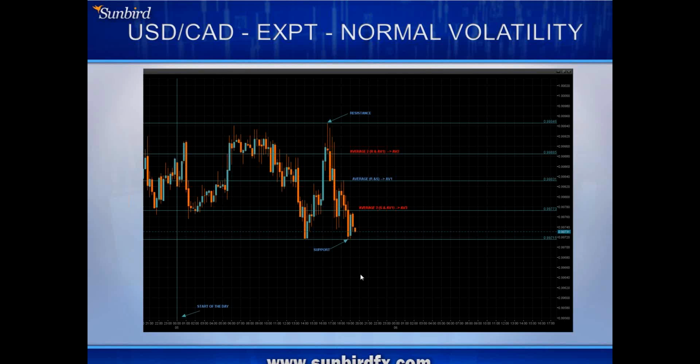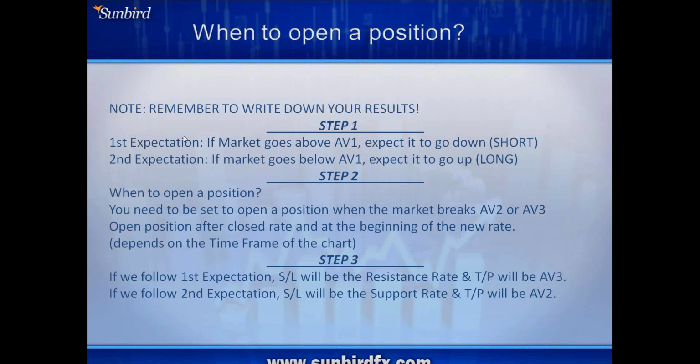Okay, so let's continue. At the moment, what I showed you is our first expectation. What is our first expectation? It's simple: if the market goes above average 1, expect it to go down, meaning expect it to go short. Step 2: when should I open a position? I open a position when it breaks through average 2. In this case, it's average 2. If it breaks average 2, get ready to open your trade.